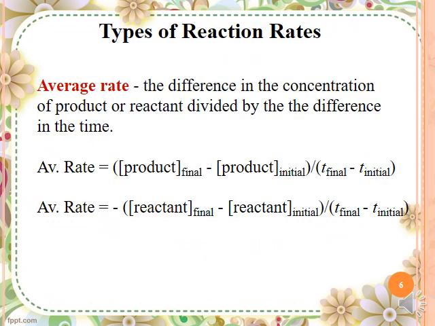Average rate. Average rate is the difference in the concentration of product or reactant divided by the difference in time. So this is average. I'm sure you know what average is. Product final concentration minus initial concentration of the product, divided by the time where the final product forms minus the time of the initial product. So that is average rate.